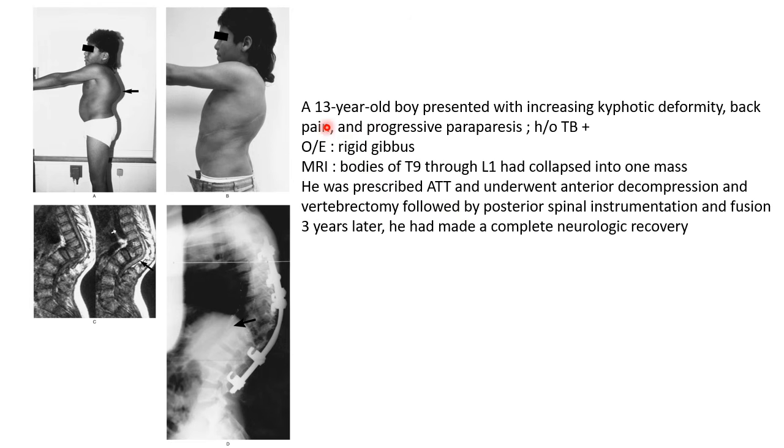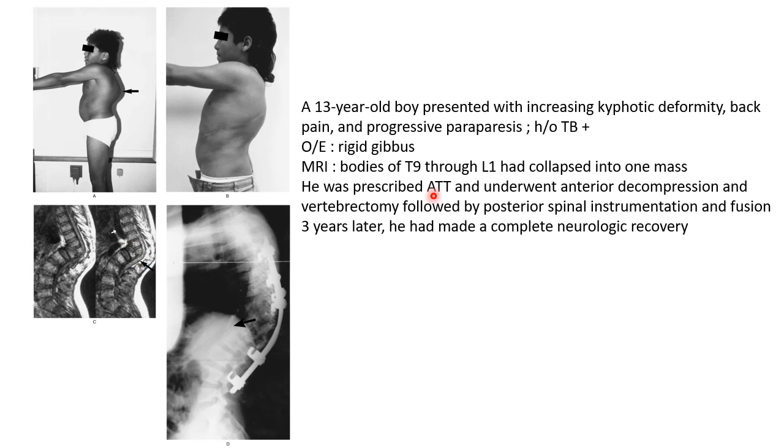Now let us discuss a clinical case to summarize whatever you have learnt. A 13-year-old boy presented with increasing kyphotic deformity, back pain, and progressive paraparesis. He has history of tuberculosis. Examination shows rigid gibbous. This picture shows the kyphosis and gibbous seen in a case of TB spine. MRI shows the bodies of T9 through L1 had collapsed into one mass, as you can see in this picture, compressing the spinal cord, and there is also kinking of aorta.